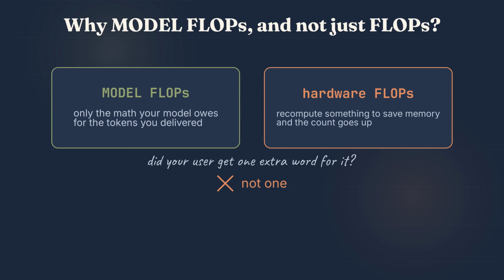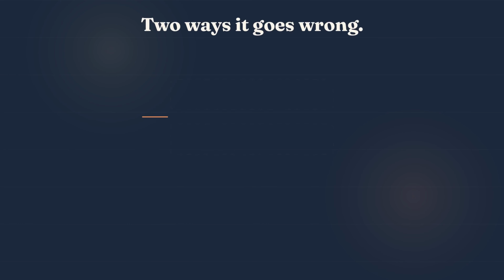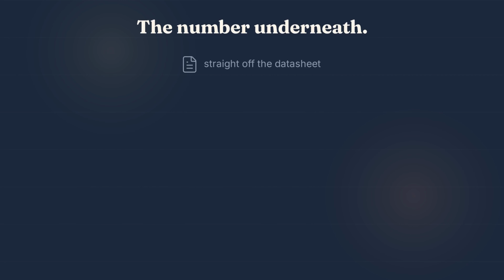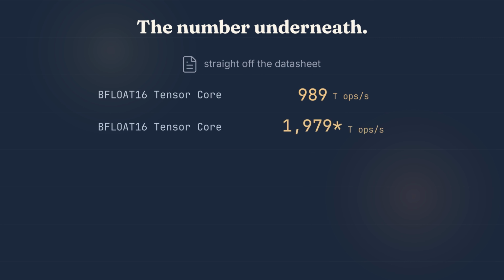And the goal of a system is throughput in tokens per second. And nobody's goal is burning hardware flops. So when you write your own number down, write down which of the two you counted, because in 6 months you won't remember. So there are 2 ways that arithmetic goes wrong, and both of them are a number quietly swapped on you. The first one is the number underneath. What's the peak for an H100 in 16-bit? 989 trillion. And you'll see 1979 on that same sheet, and we pulled that one apart last time.